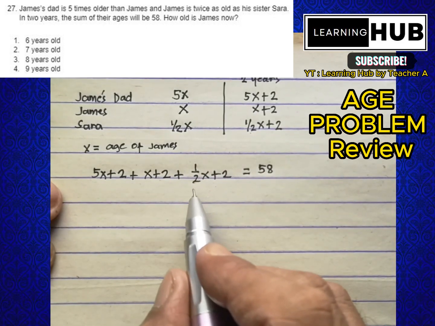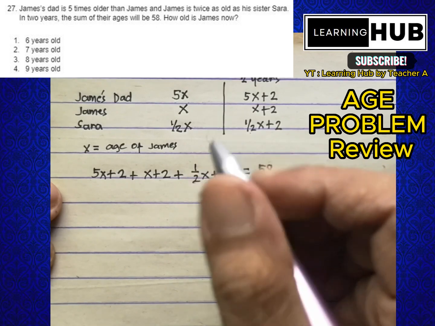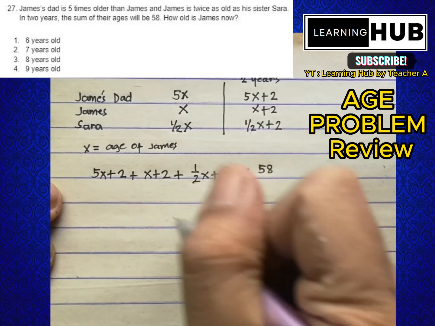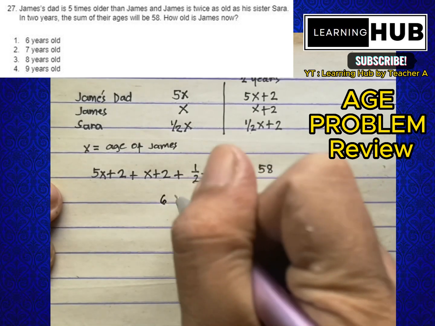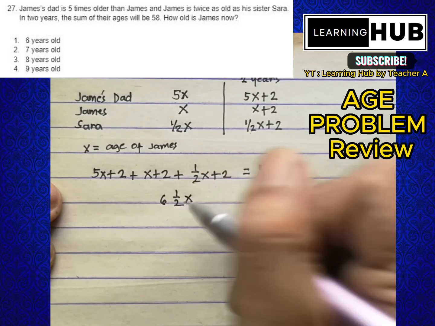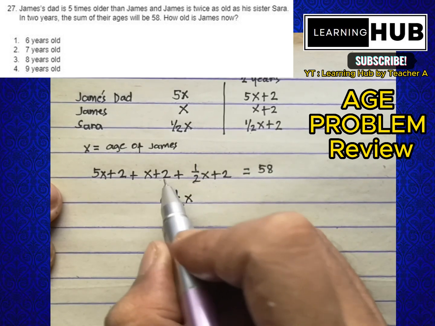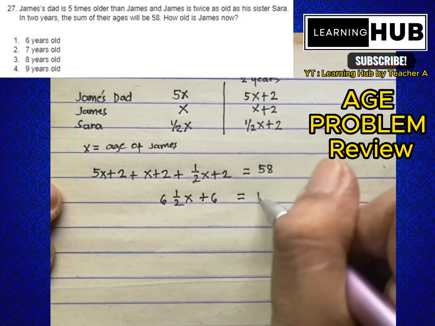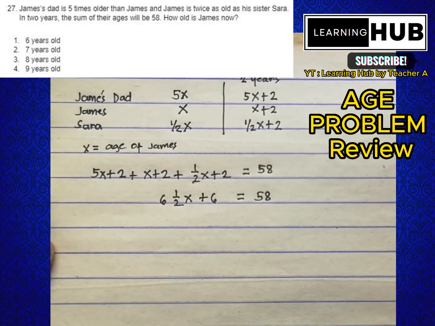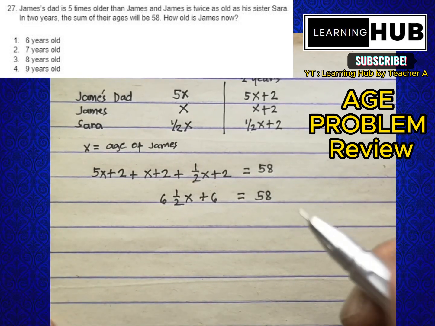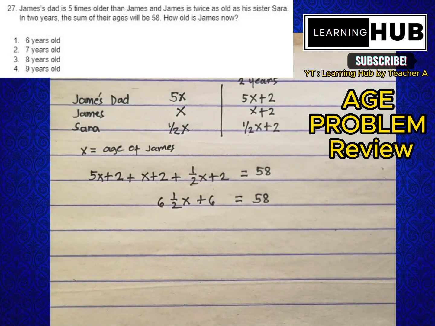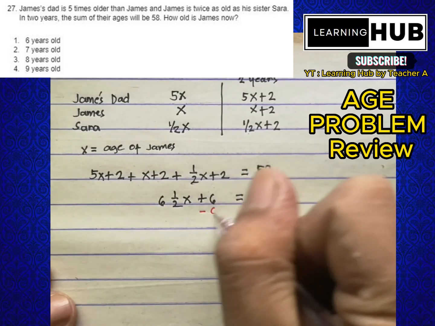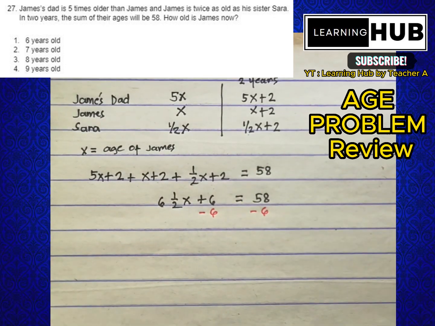Okay, add all the numerical coefficients of the variable x. That is 5 plus 1, that is 6, so 6.5x plus 2 plus 2 plus 2, that is 6, is equal to 58. Then subtract 6 from both sides, that is minus 6 minus 6.